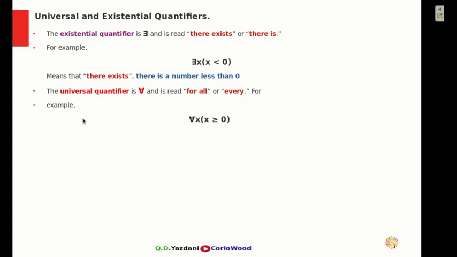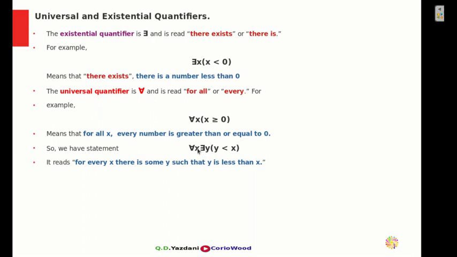And the example is, when you see upside down A, it means for all and for every x, and it says for all x, every number is greater than or equal to 0. So it means for all x, every number is greater than or equal to 0. So that's how we're going to read this.